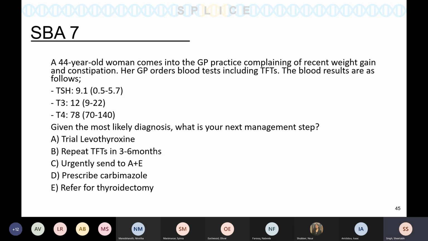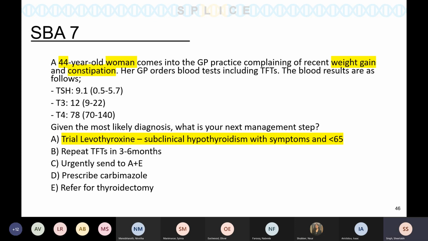Okay, so if we can go on to the next slide, please. Lovely. Majority getting this right again. You guys are absolutely smashing it.